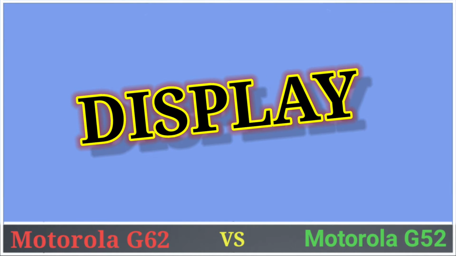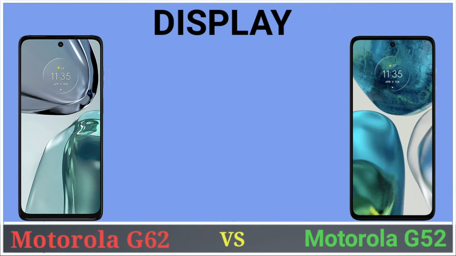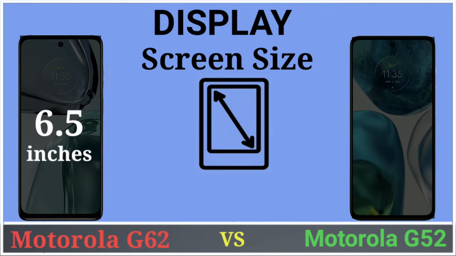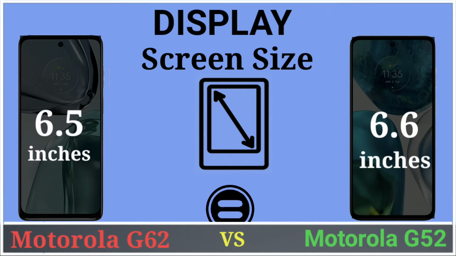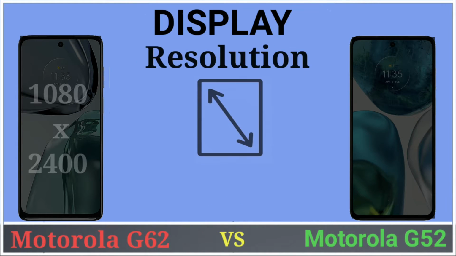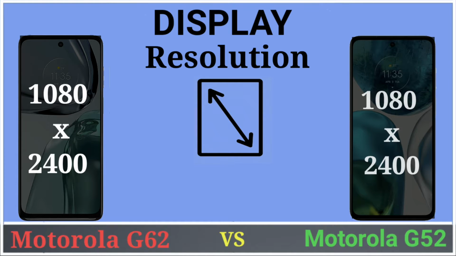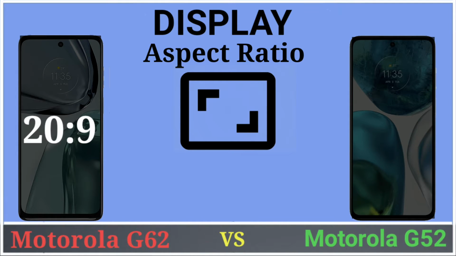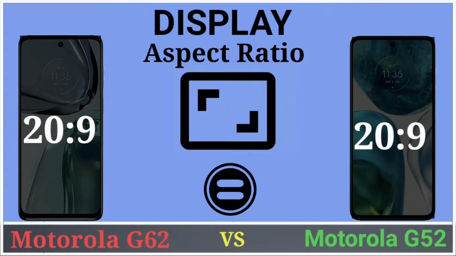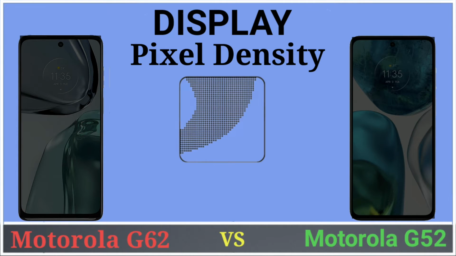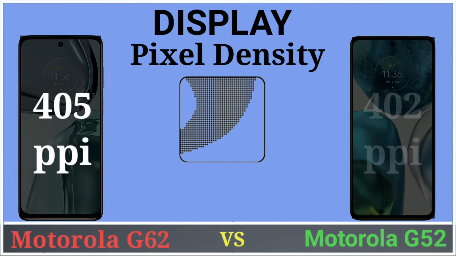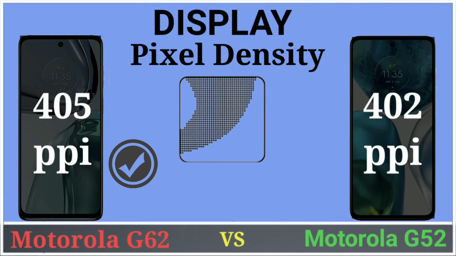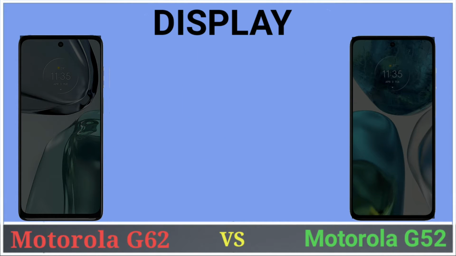Let's talk about display. Screen size: Motorola G62 has a 6.5 inch screen size and Motorola G52 has a 6.6 inch screen size. Resolution: both phones have 1080p resolution. Aspect ratio: both phones have 20:9 aspect ratio. Pixel density: Motorola G62 has 405 ppi pixel density and Motorola G52 has 402 ppi pixel density.